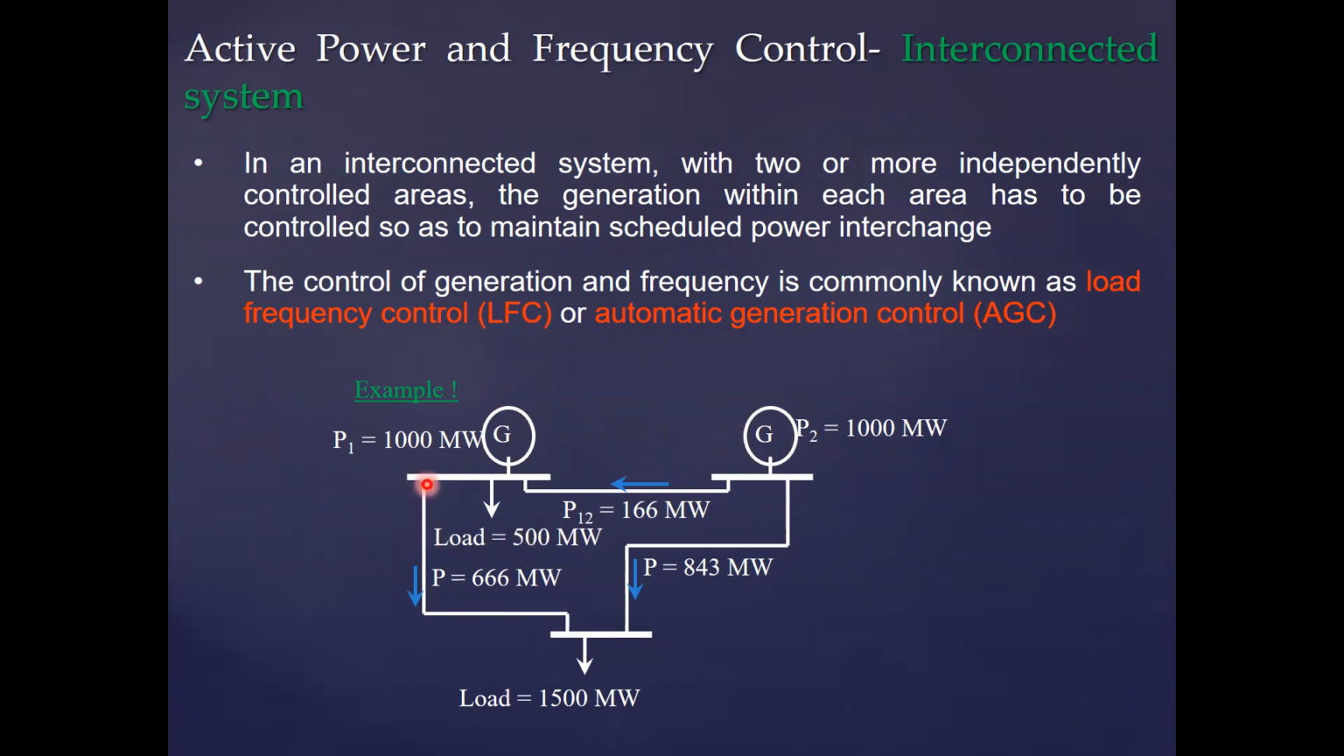Now what you find here is that you also have power flow from bus 1 to the load bus, which is 666 megawatt. And again, from bus 2 to the load bus, this much power flow takes place. And between the two areas also you have this much power flow. So here you have some exchange of power flow between the tie lines that are interconnected here.